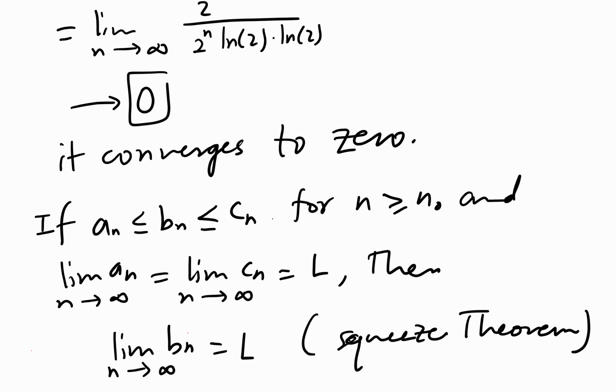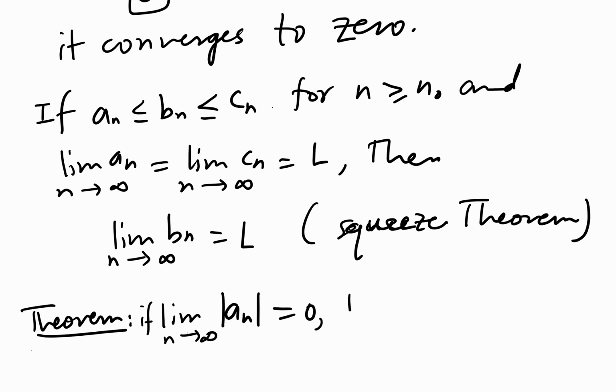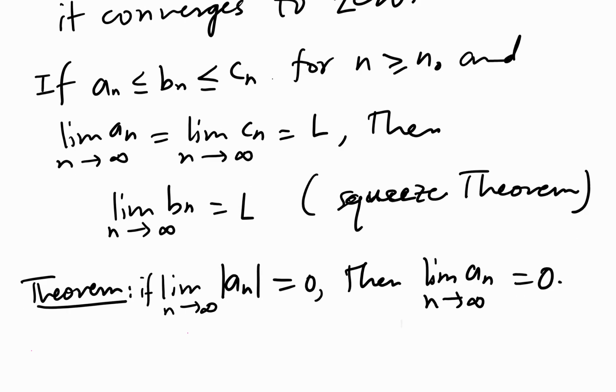We're going to go over several theorems in this section and definitions for new terms that we're going to be using throughout the chapter. The first one, let's call it a theorem here, says if the limit as n approaches infinity of the absolute value of a_n is 0, then the limit of a_n as n approaches infinity is 0. So again, if the limit of the absolute value goes to 0, then the limit of a_n itself goes to 0.